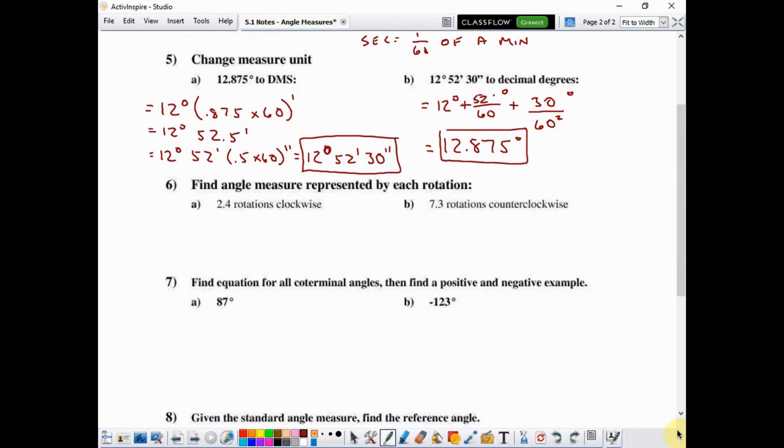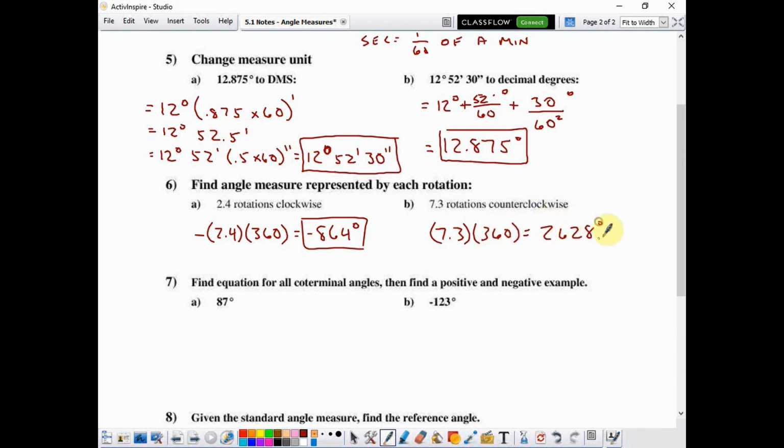All right, find the measure represented by each rotation. 2.4 rotations clockwise. The clockwise is negative degrees. 2.4 times each rotation is 360 degrees. That is negative 864 degrees. 7.3 rotations counterclockwise. Counterclockwise is positive, so 7.3 times 360 degrees per rotation is 2,628 degrees.